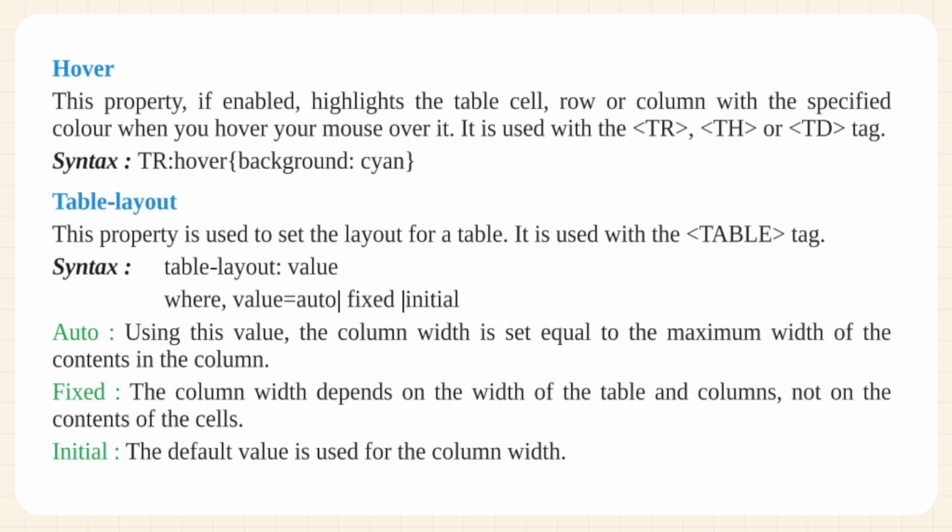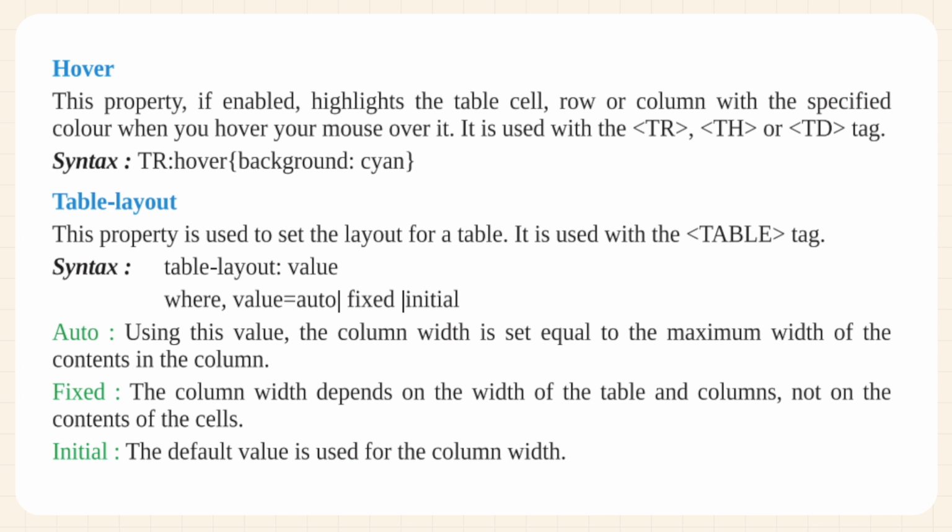Hover. This property, if enabled, highlights the table cell, row or column with a specified color when you hover your mouse over it. It is used with the tr, th or td tag. Syntax: tr:hover, background: cyan.